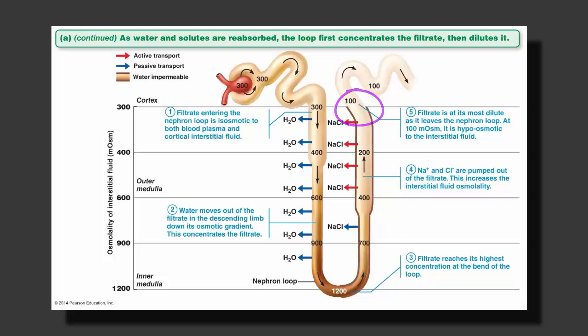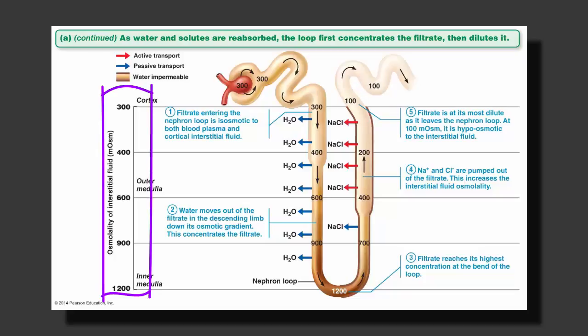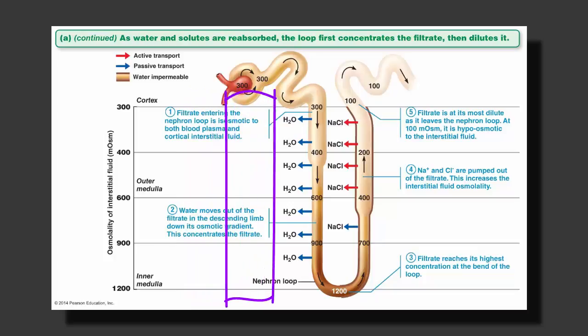The solutes that are being pumped out of the ascending limb will serve to produce the gradient of salt, called a salinity gradient, that we see in the medulla. You might be asking yourself, well, what about the water that is leaving the descending limb? Isn't that going to wash out the gradient?